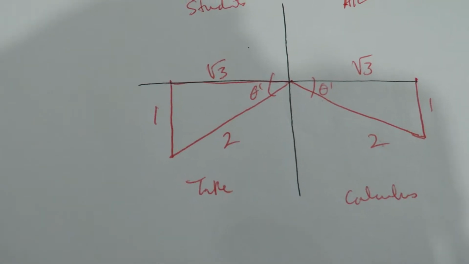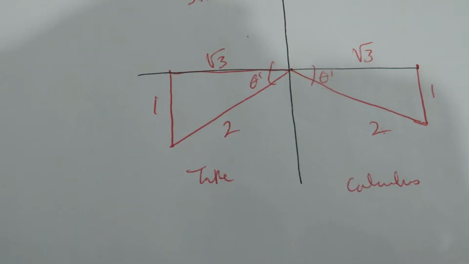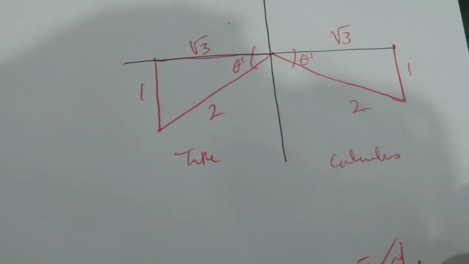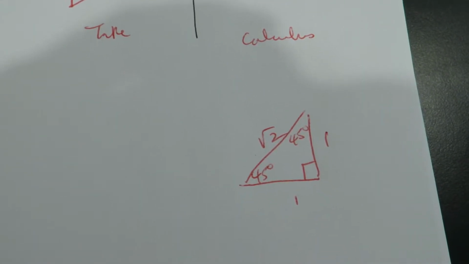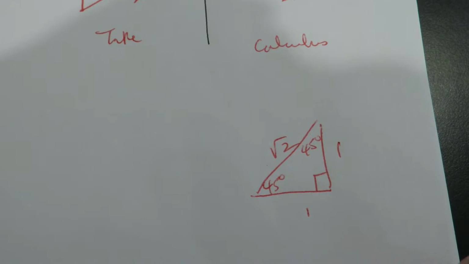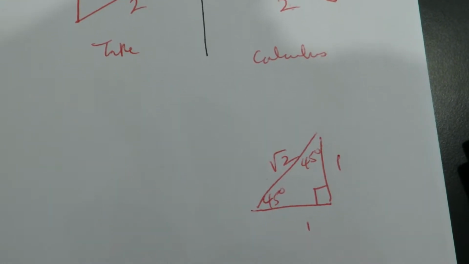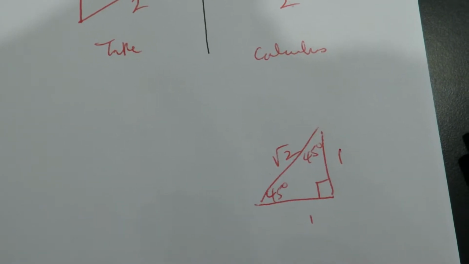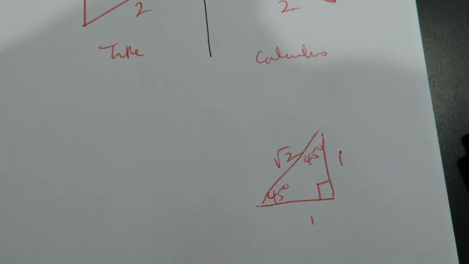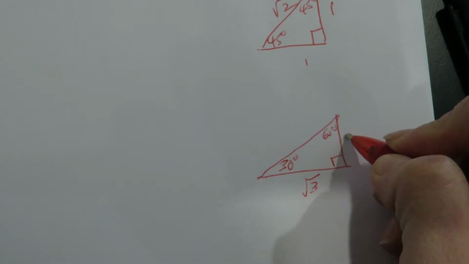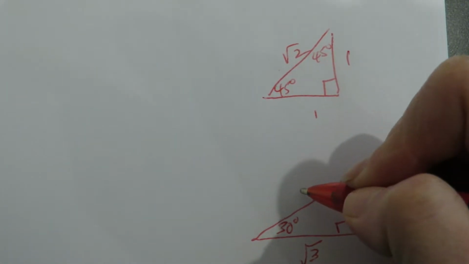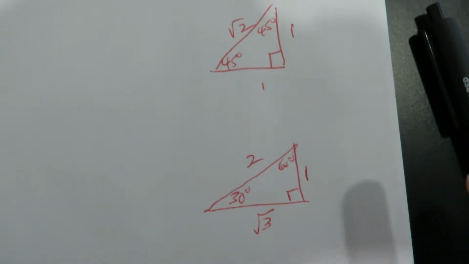I'll write them here. It's a 1, 1, radical 2. That's 45, 45, 90. There's the first one. The second one is the 30, 60, 90. 60 is always across from radical 3. 30 is always across from 1. Hypotenuse is always a 2. Those are the two triangles.